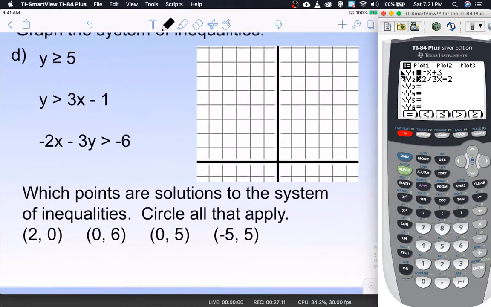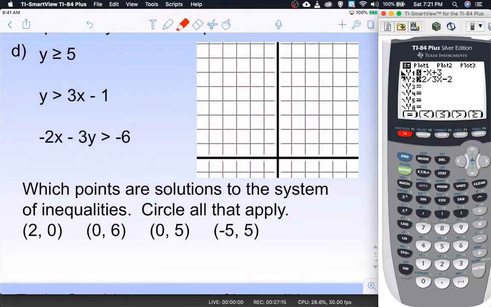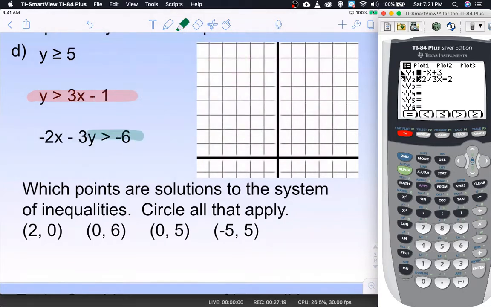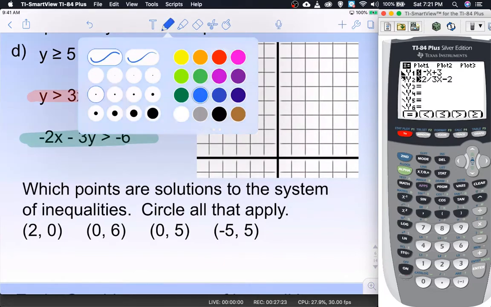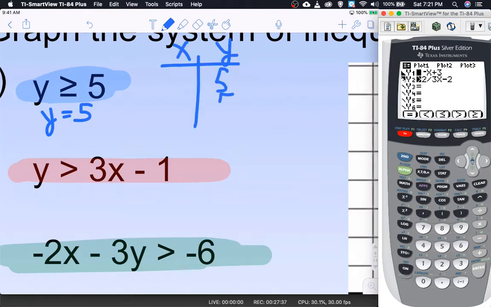Ooh, I've got 3 inequalities to graph now. So we'll make a blue, a red, and a green. Okay, so let's go with blue first. Blue, my top equation here, this is the line y equals 5. So I'm thinking of the inequality, or the table, where y is 5.